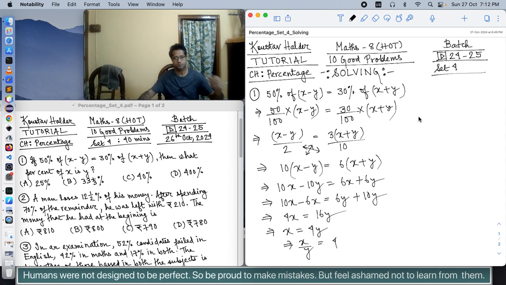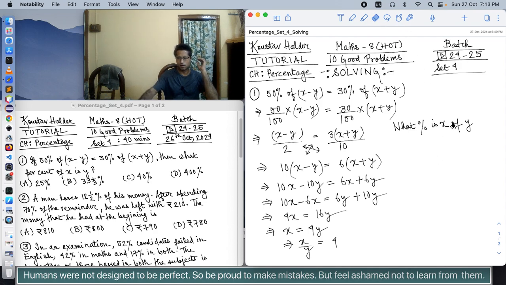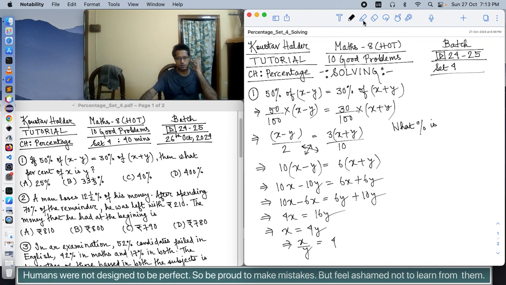The question is asking what percent of what? The question is what percent of x is y, or we can say what percent is x of y. It means the same thing. Sorry, I have written in the wrong way. It is asking what percent of x is y. So I can say what percent is y of x.